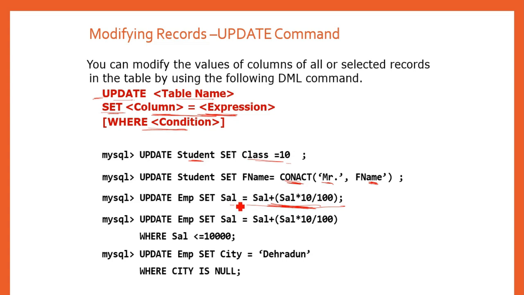Okay, if you don't want to apply it for all, you can apply the conditional rule. आगे हम condition लगा सकते हैं. जैसे यहाँ देखिए, update emp set city is equals to देहरादून where city is null. जहाँ पे city null है वहाँ पे देहरादून लगाना है. तो ऐसे हम अपडेट कर सकते हैं अपने डेटा को.